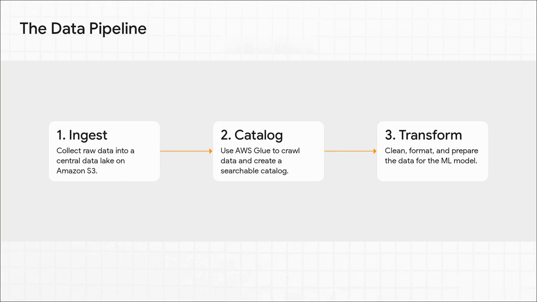It's basically a three-step pipeline. First, you ingest all your raw data into a central data lake, and that's usually Amazon S3. Think of it as a massive, super secure storage bucket in the cloud. Second, you use a service like AWS Glue to scan that data and automatically create a searchable catalog, so you actually know what you've got. And finally, you transform it. You clean it, you format it, and you get it ready for a machine learning model to actually understand.